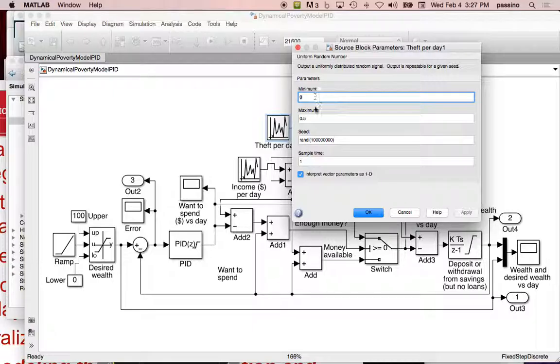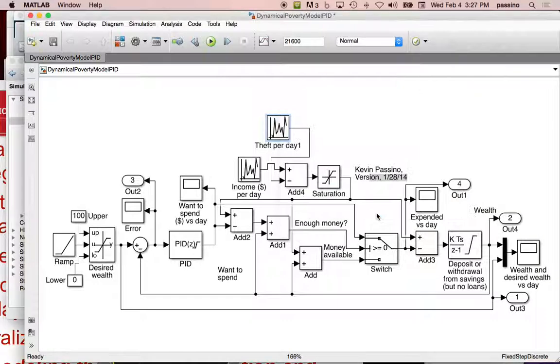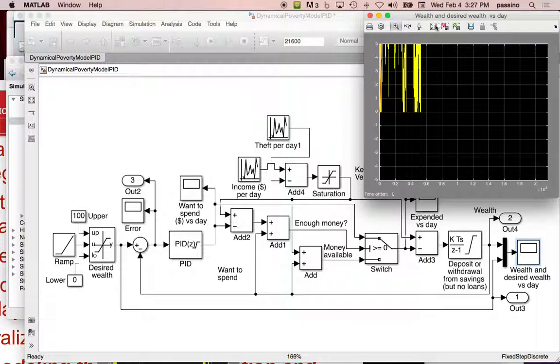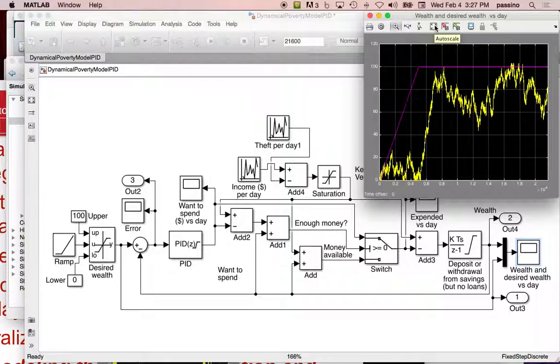So let's go up here and let's say, rather than 50 cents a day, let's say they take a dime and we run it and we look at the output, and it's gotten better. Okay, so it hurts, but I'm managing to get this up there.